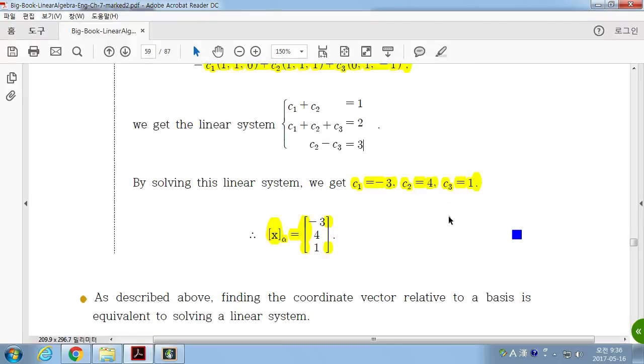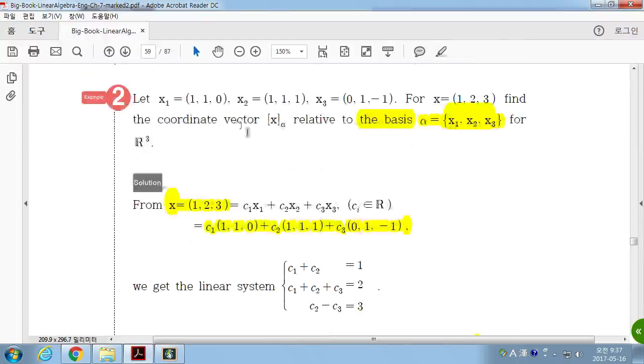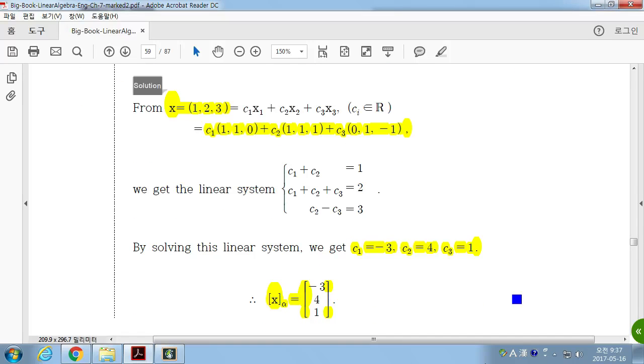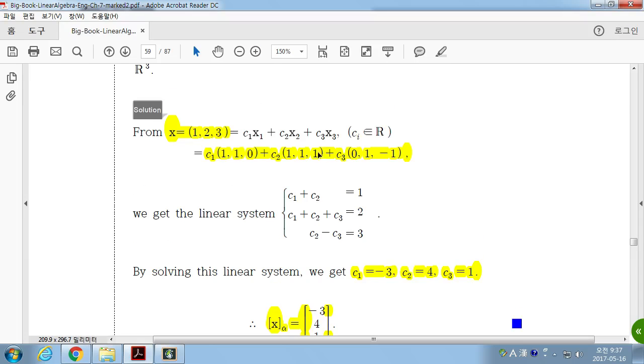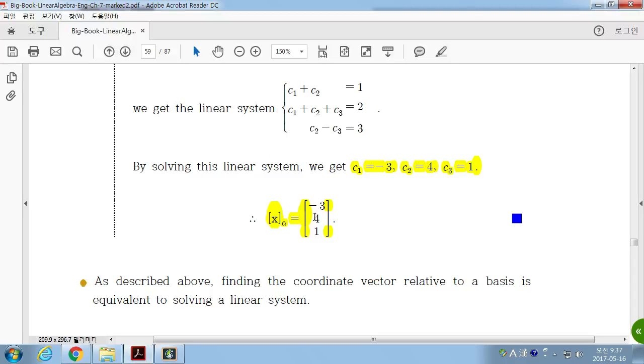So what is the coordinate vector of x with respect to the basis alpha? It's (c1, c2, c3). This is the coordinate vector of the given vector (1, 2, 3) with respect to the basis alpha, which consists of these xi's. Clear? You can solve the linear system of equations, so you can find the ci's and form a coordinate vector without any difficulty. All clear?